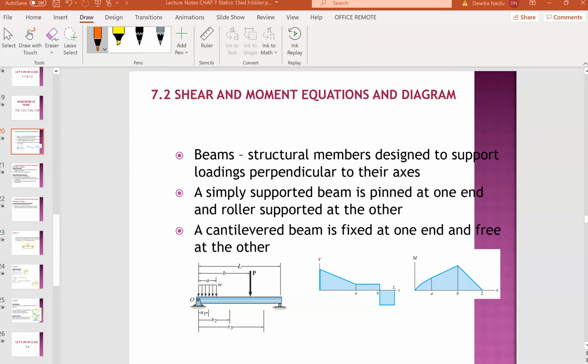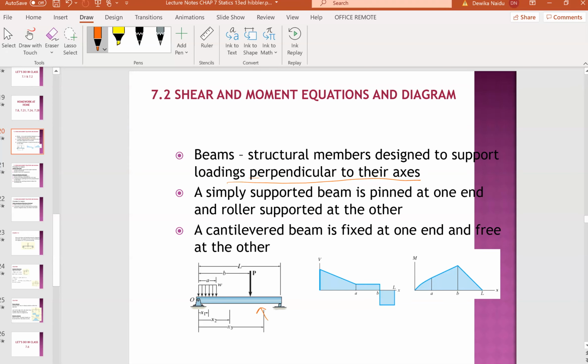Hi, we're going to move on to chapter 7.2, which is the shear and moment equations and diagrams. We'll be trying to draw the shear and moment diagrams for beams and other structures. Beams are structural members designed to support loading perpendicular to the axis. For example, this is a beam.